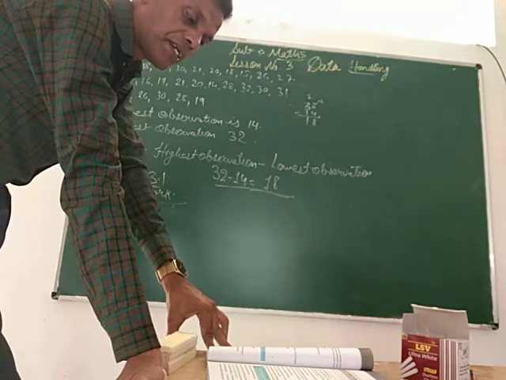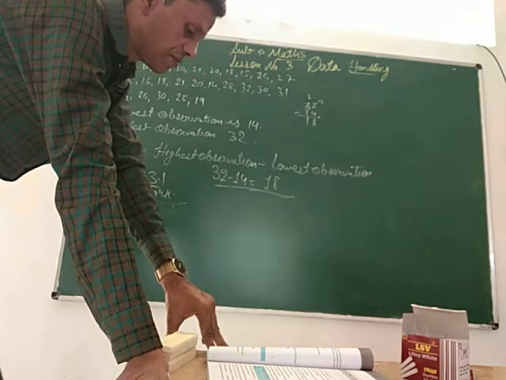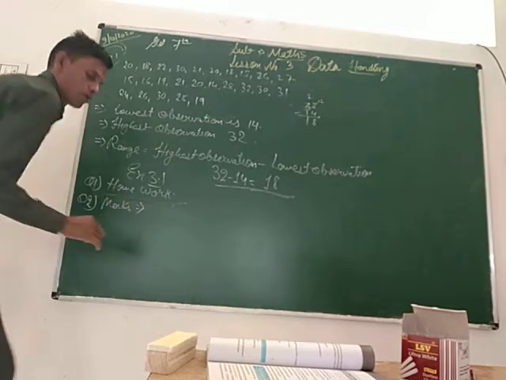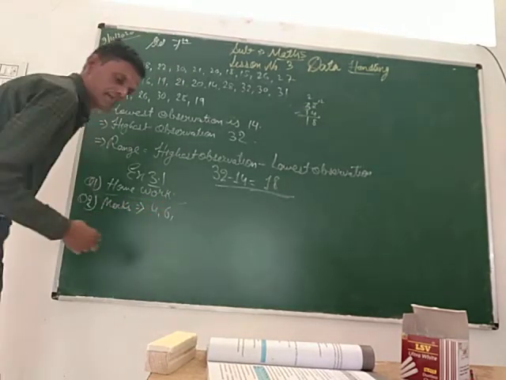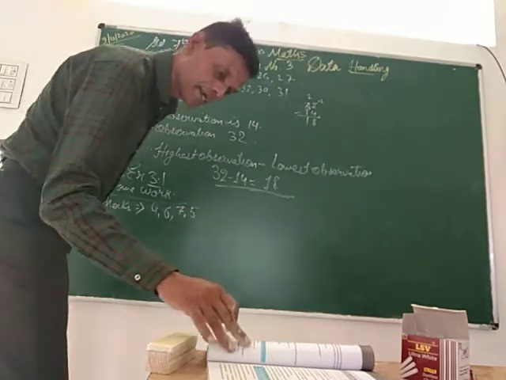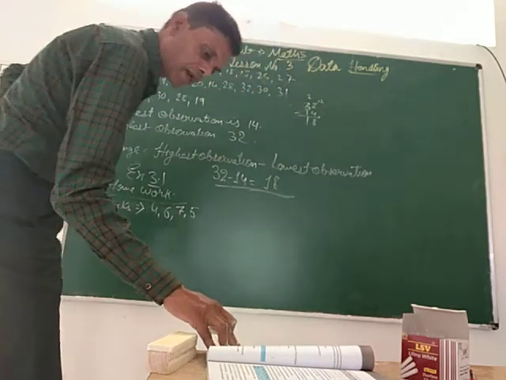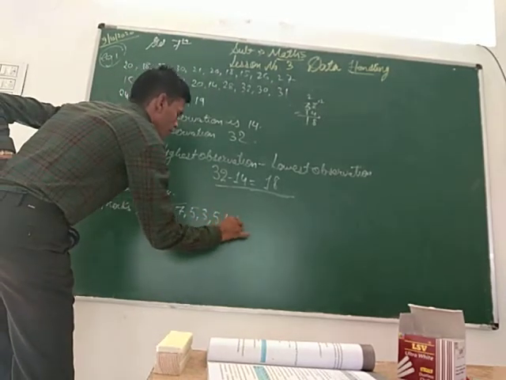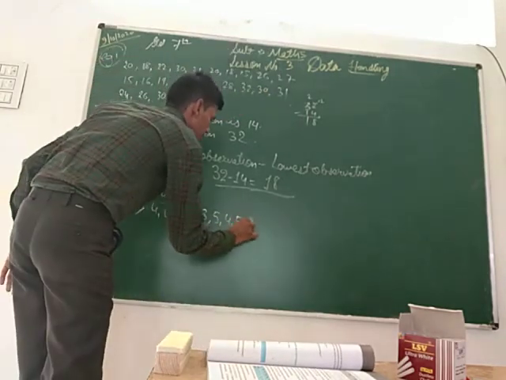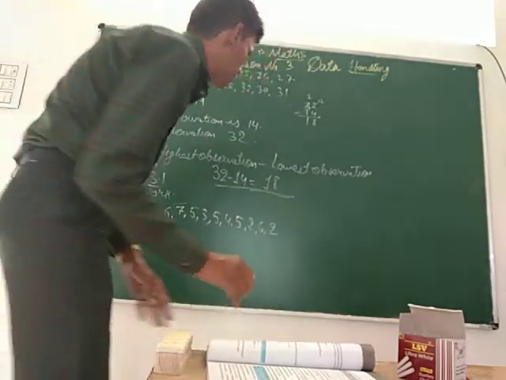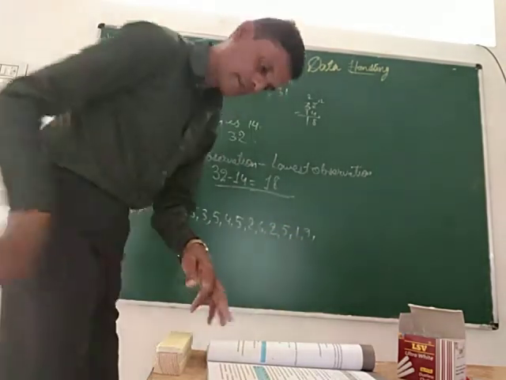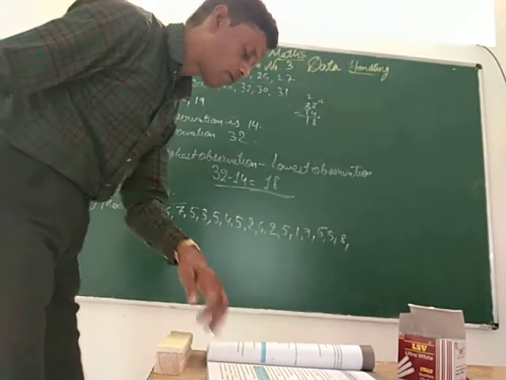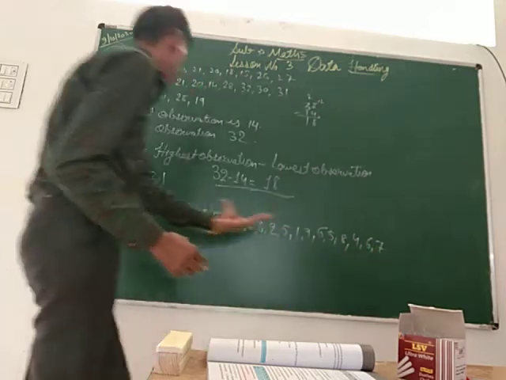Organize the following marks in the class assessment in tabular form. What is a tabular form? Here we will see. First some marks are given: 4, 6, 7, 5. How many students are there? It is not said here. Okay, 4, 6, 7, 5, 3, 5, 4, 5, 2, 6, 2, then 5, 1, 9, then 6, 5, 8, 4, 6, 7. We have to arrange this in tabular form.